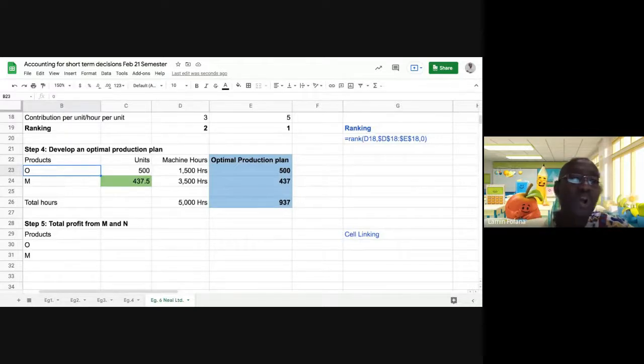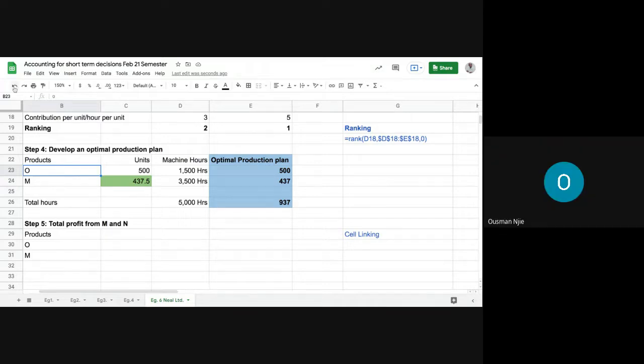But if you do copy and paste, it's dead. They are not communicating. They are not linked. Once you link the cells, they are communicating. You understand what I mean?